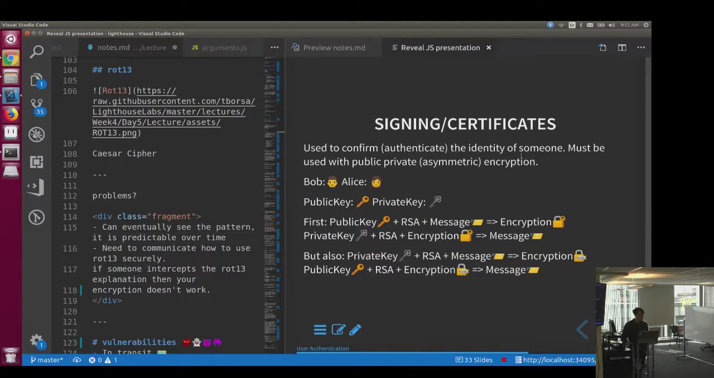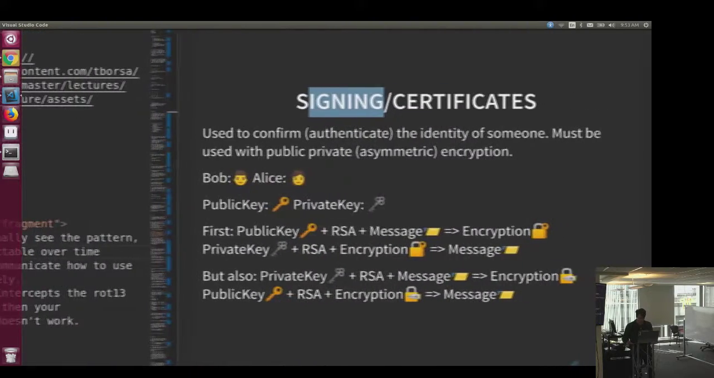But we can use these asymmetric keys to do something called signing, or to create something called a certificate. This signing is used to confirm the identity of someone. It must be used with public-private asymmetric encryption. We can't do it with our single keys. And before we even look into signing, there's a fact about public-private keys that we have to look at.